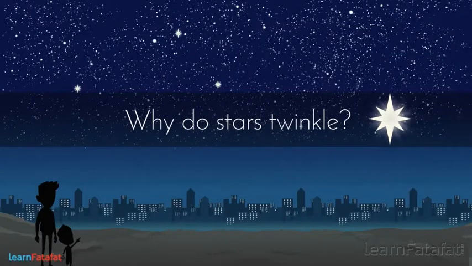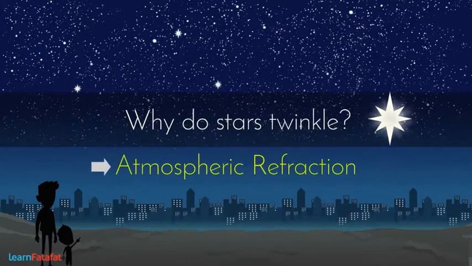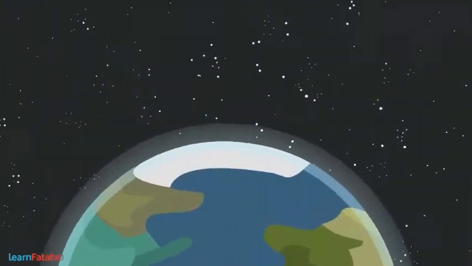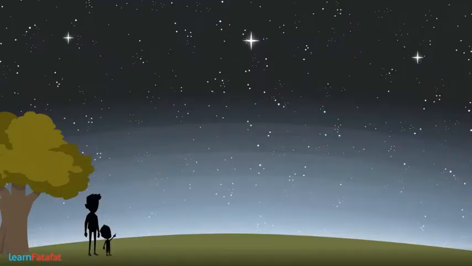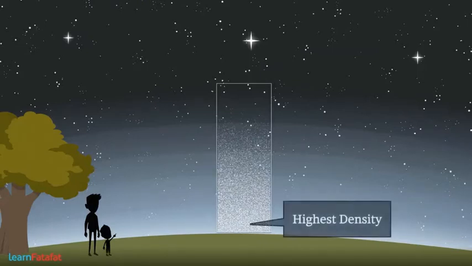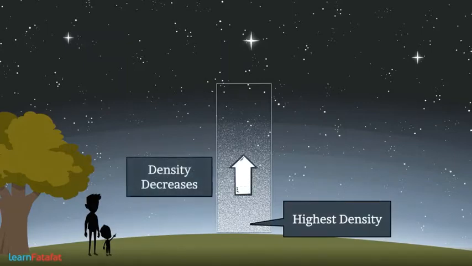Basically, the reason behind the twinkling of stars is atmospheric refraction. Let's learn how it happens. We live on planet Earth. The atmosphere of Earth consists of layers of air. The particles of air are more closely spaced at the surface of the Earth than at higher layers. That means the density of air is highest at the surface while it goes on decreasing towards the top layer.